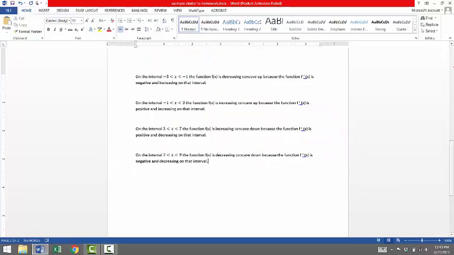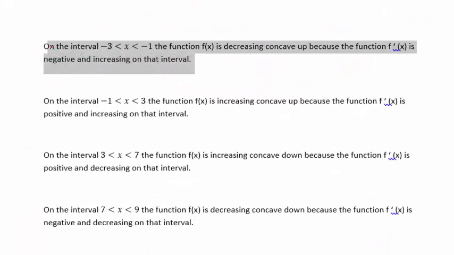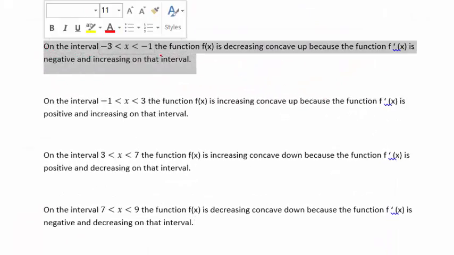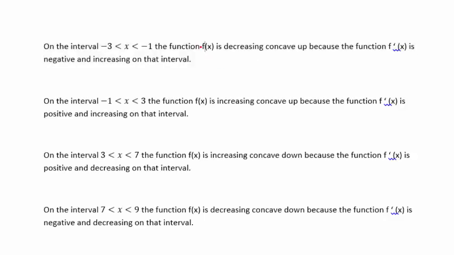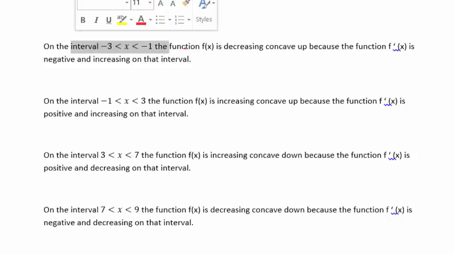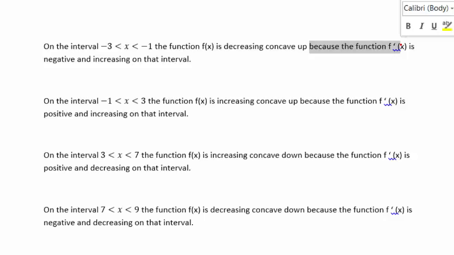So in conclusion here, the first interval is -3 to -1. I say, on the interval -3 less than x less than -1, the function f of x is decreasing concave up, because the function f prime is negative and increasing on that interval. Notice how I am describing this. On this interval, the function f is doing this because the function f prime is doing this.